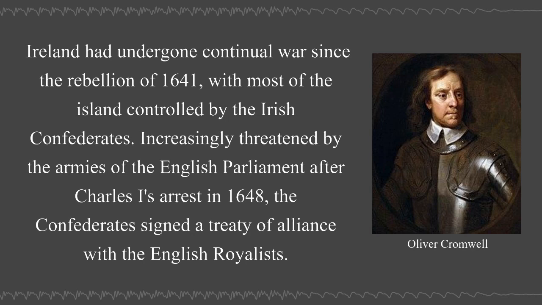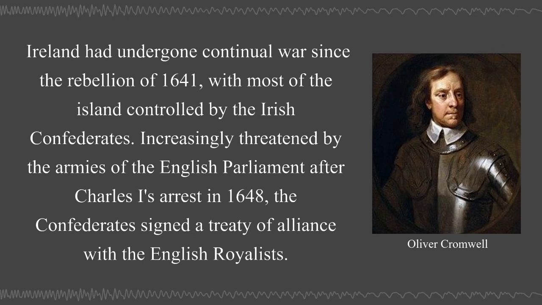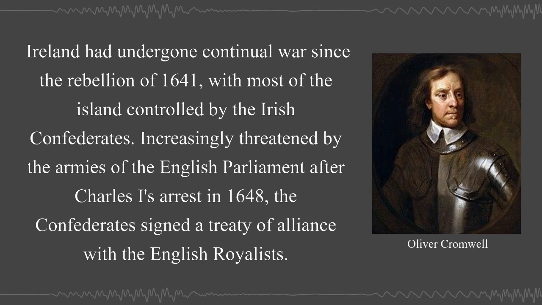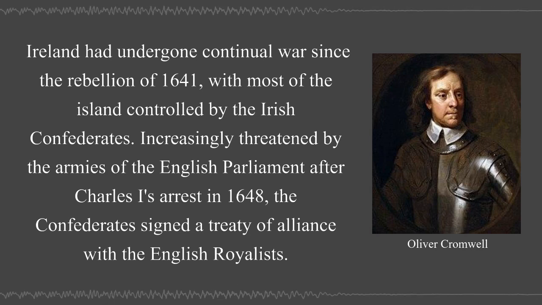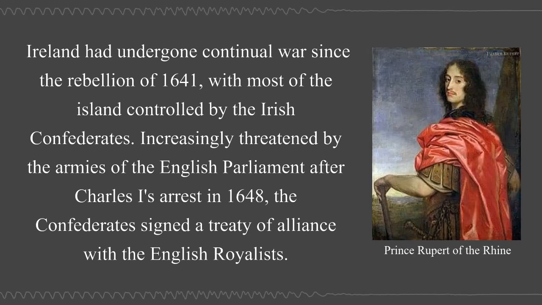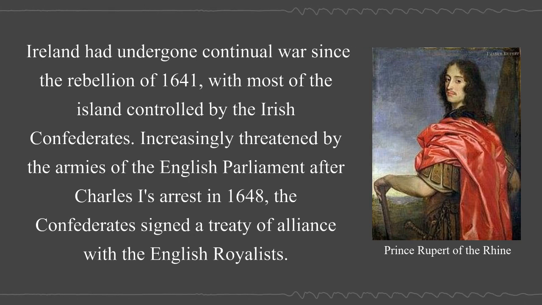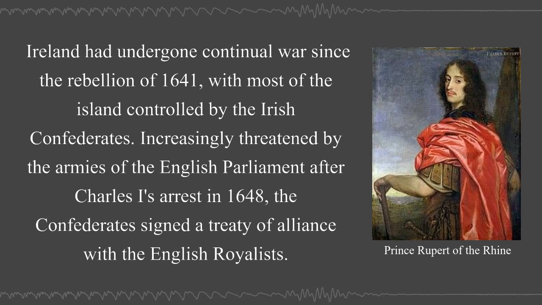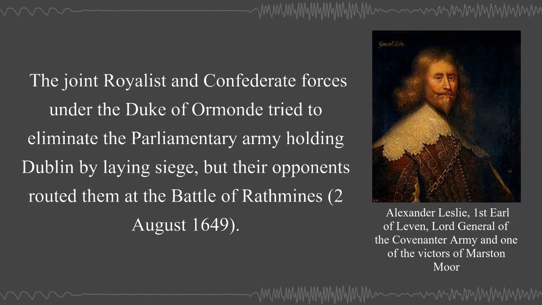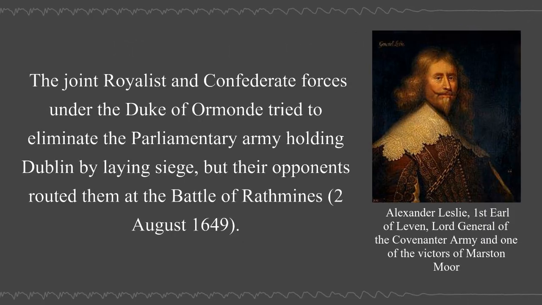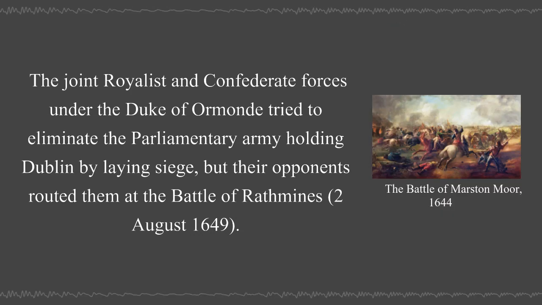Ireland had undergone continual war since the rebellion of 1641, with most of the island controlled by the Irish Confederates. Increasingly threatened by the armies of the English Parliament after Charles's arrest in 1648, the Confederates signed a treaty of alliance with the English Royalists. The joint Royalist and Confederate forces under the Duke of Ormond tried to eliminate the Parliamentary army holding Dublin by laying siege, but their opponents routed them at the Battle of Rathmines, 2 August 1649.